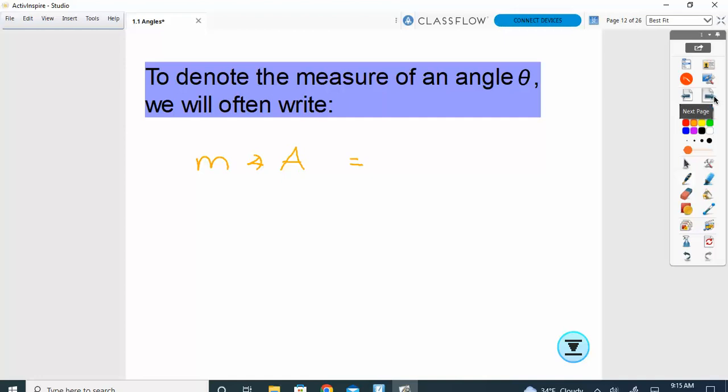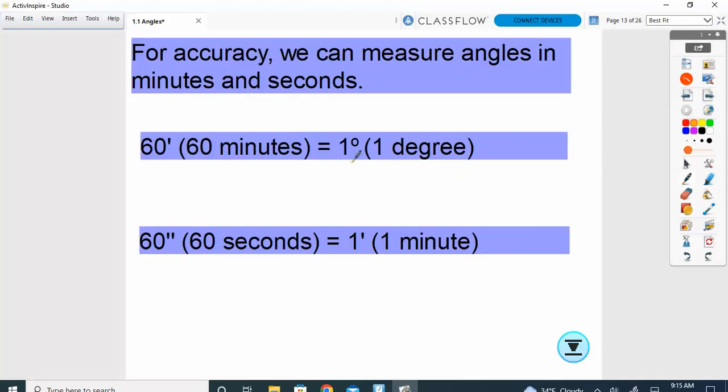It works a lot like time. So basically just replace hours with degrees. So an hour is like a degree. So 60 minutes would equal 1 degree. For minutes, we use a single tick mark. So 60 minutes is equal to 1 degree. 60 seconds is going to be equal to 1 minute.